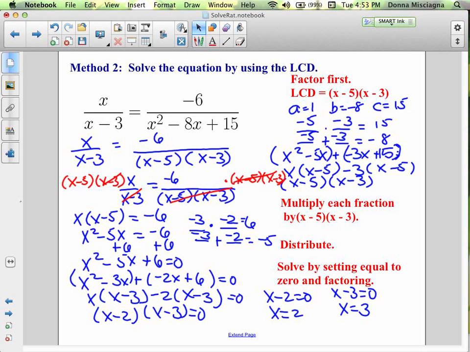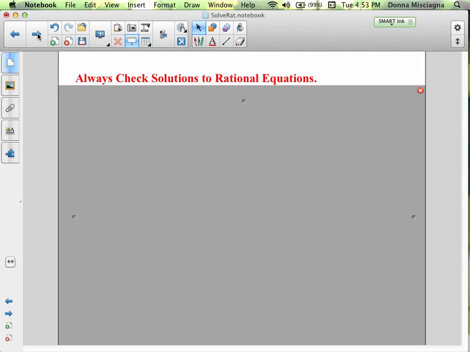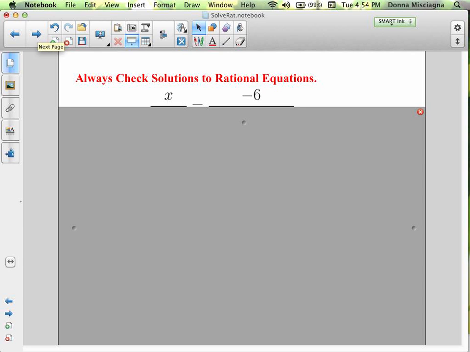Of course, we have to check our solutions. Now, I think I have some room on the next page. So we'll check the two solutions, 2 and 3. Not complicated, just a few steps here, but pretty straightforward, and we pretty much do the same things each time. So let's check those two solutions. Always check your solutions to rational equations.